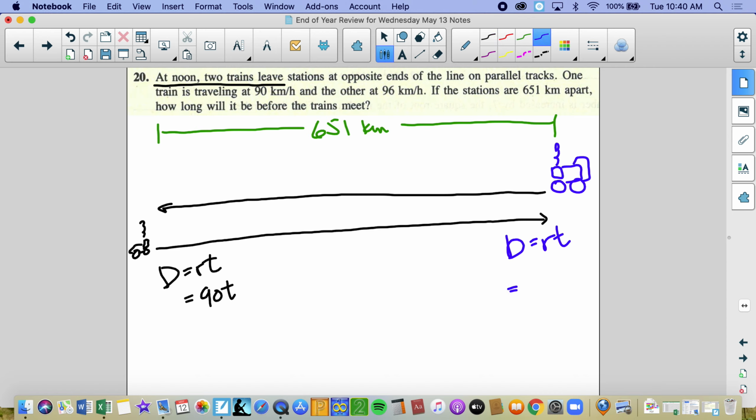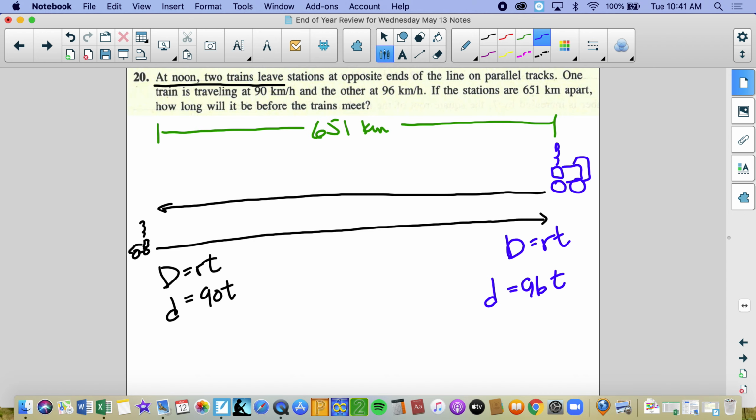The rate of speed for the blue train is moving at 96. Blue train, isn't that like an education service? 96 kilometers per hour. And it's starting at the same time. So when you start your clock, they're going to have the same t. And so the distance for this train is going to be 90t, and the distance for this train is going to be 96t.